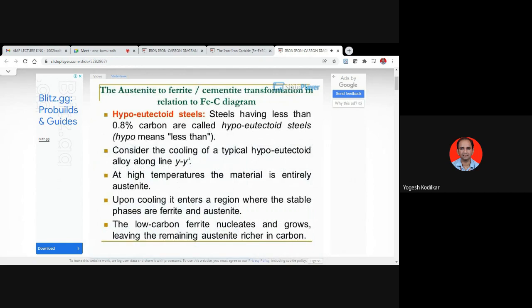Hypoeutectoid steels. Steels having less than 0.8% carbon are called hypoeutectoids.